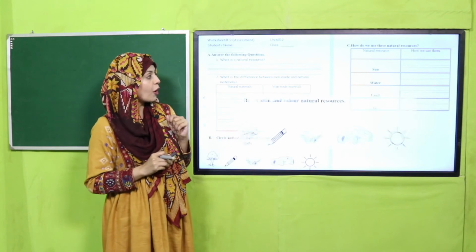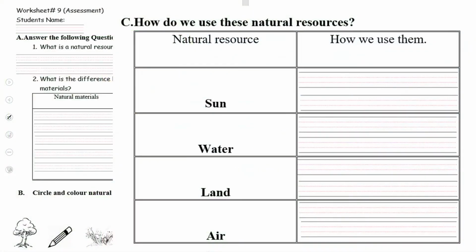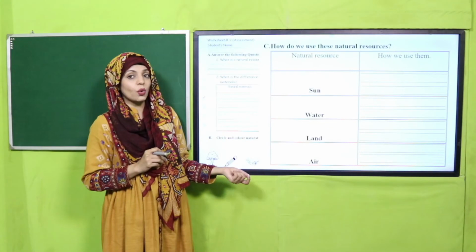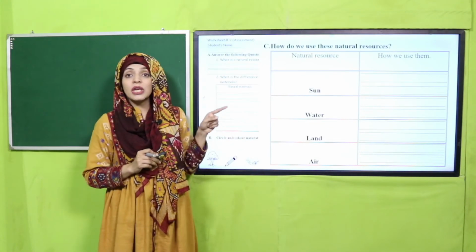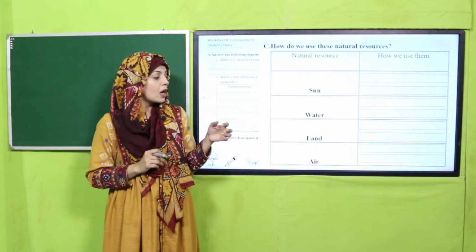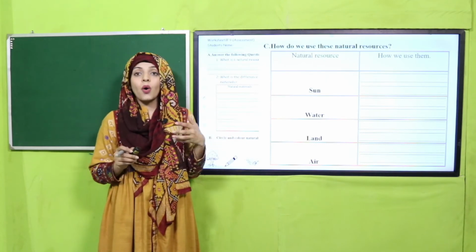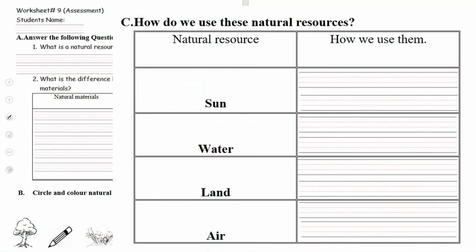Okay, from here we will move forward towards the C part of the worksheet. How do we use these natural resources? On this side you can see, on one side there are natural resources, and on the other side you will tell how we use them. How do we use sun? How do we use water? How do we use land? How are we using air? So these are some natural resources. You will tell their use.